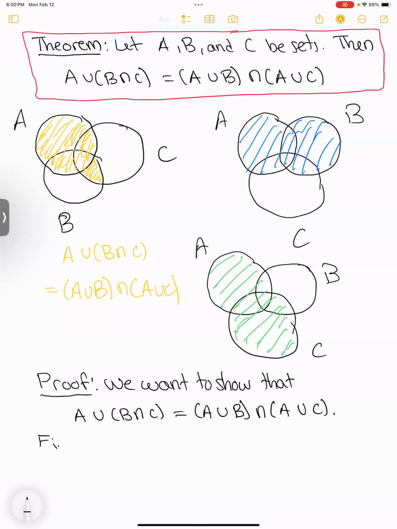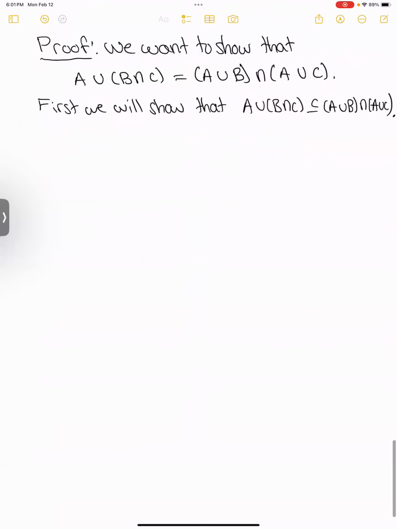So first, we will show that A union B intersects C is a subset of A union B intersect A union C. Okay, that's our only strategy, right, for showing two sets are equal. So that's the strategy we're going to use again here. And so to this end, let X be in A union B intersect C.